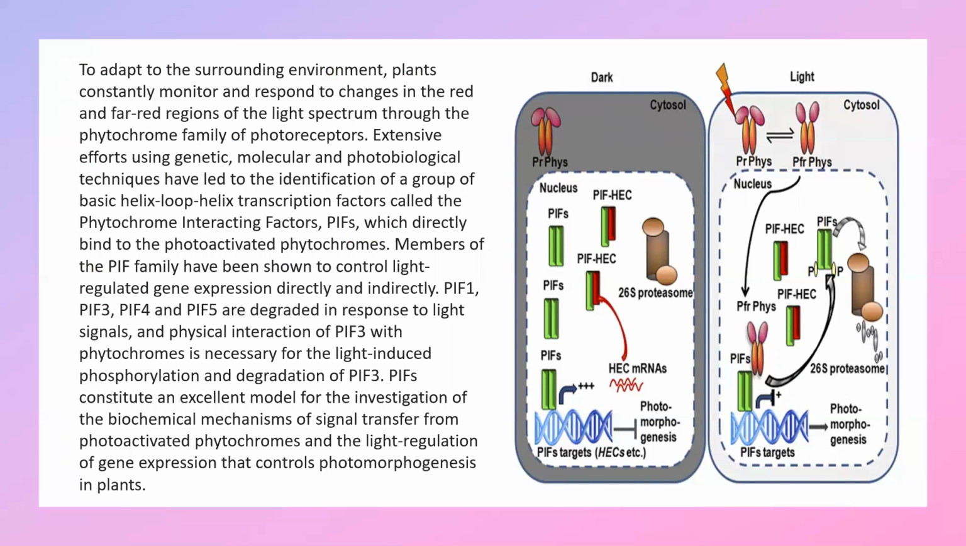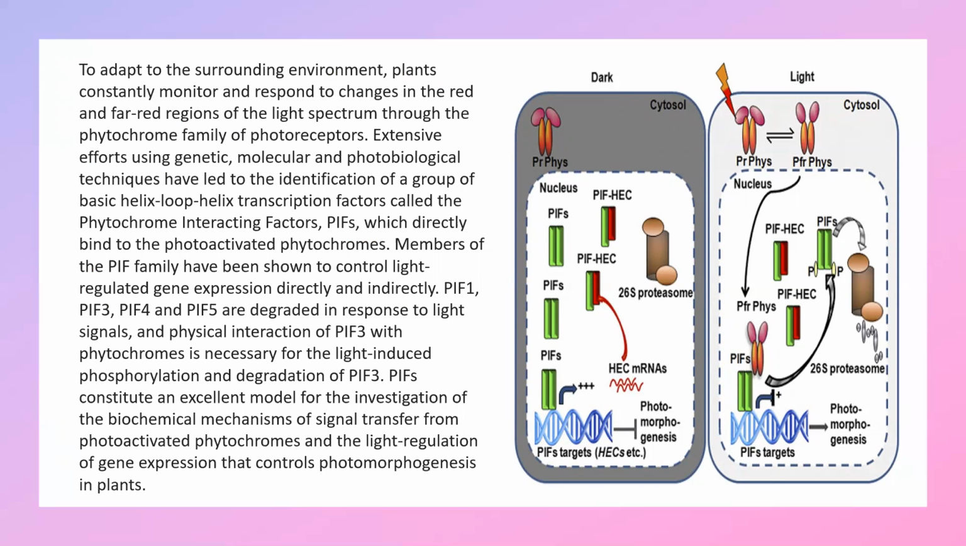Now, to adapt to the surrounding environments, plants constantly monitor and respond to changes in the red and far red regions of the light spectrum through the phytochrome family of photoreceptors. Extensive efforts using genetic, molecular, and photobiological techniques have led to the identification of a group of basic helix loop helix transcription factors called the phytochrome interacting factors, which directly bind to the photoactivated phytochromes. Members of the phytochrome interacting factor family have been shown to control light-regulated gene expression directly and indirectly.